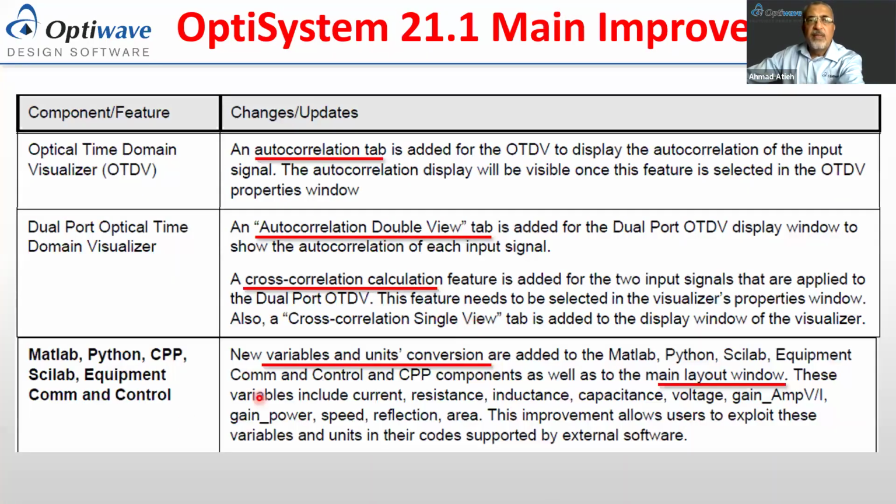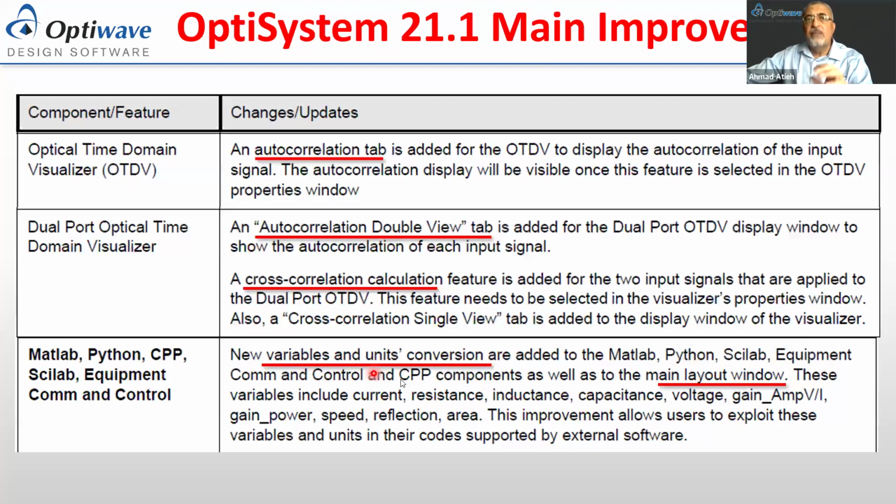And the other thing which we added as a main improvement in this release is the addition of new variables and unit conversion. This can help a lot if you are using external components like MATLAB, Python, or Scilab. These new variables can be used directly instead of creating your own, and there could be a conflict with OptiSystem.